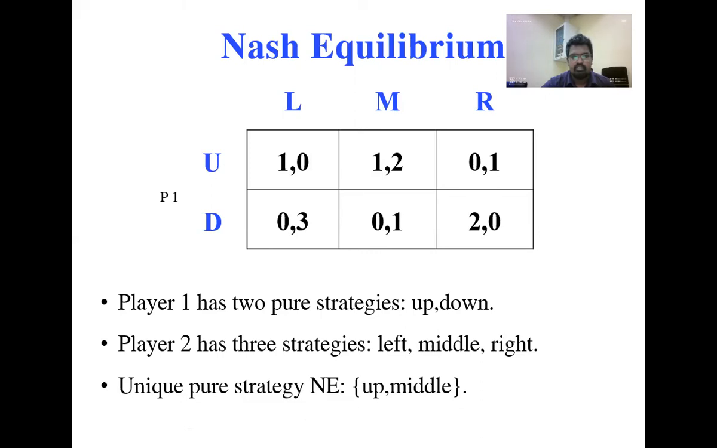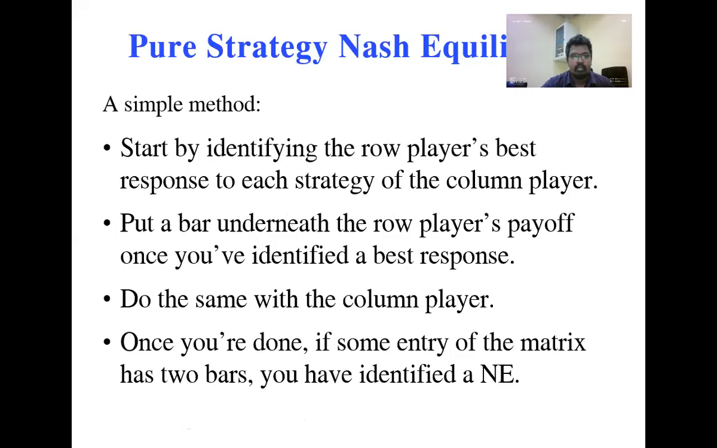So this is the process. This is what we obviously did, and you can see the process in these sentences. So first, start by identifying the row player's best response to each strategy of the column player. Right? So you can start with that. So what could be the row players? So I think it is the row player, column player matter.